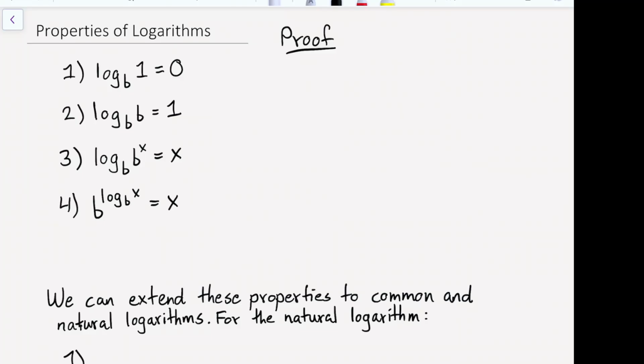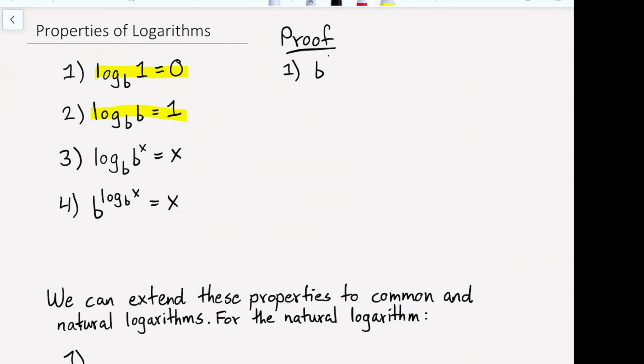In this video, I would like to begin observing and even deriving some properties of logarithms that will help us later as we solve logarithmic equations and as we evaluate logarithms. The first two properties I'd like to look at simply stem from the definition of a logarithm.